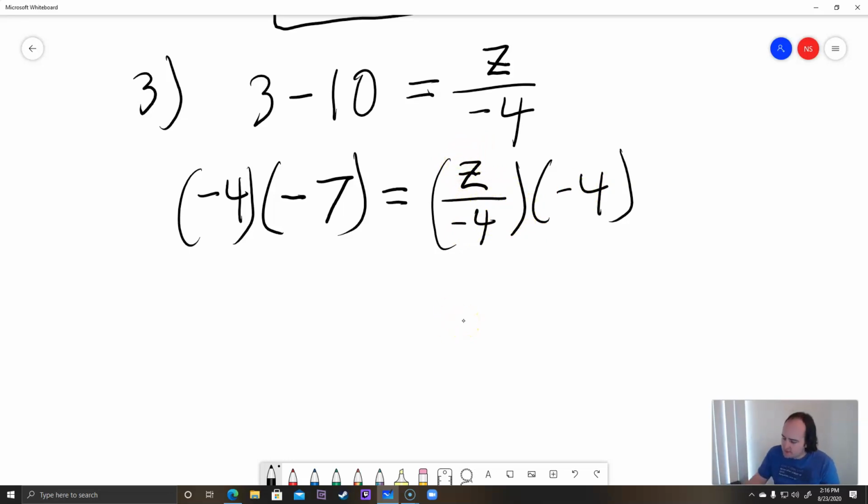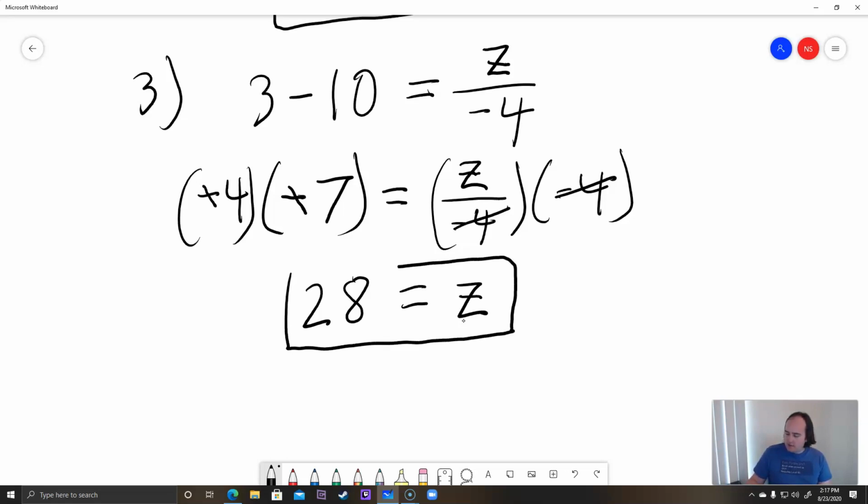Okay? So on the right side, the negative 4 on the top and the bottom just cross out, so we just get z. And then on the left side, we have negative 4 times negative 7. So remember, when you're multiplying or dividing, 2 minuses cancel out and make a plus. So those are going to cancel and give us positive, and then 4 times 7 is 28. So we get 28 equals z.